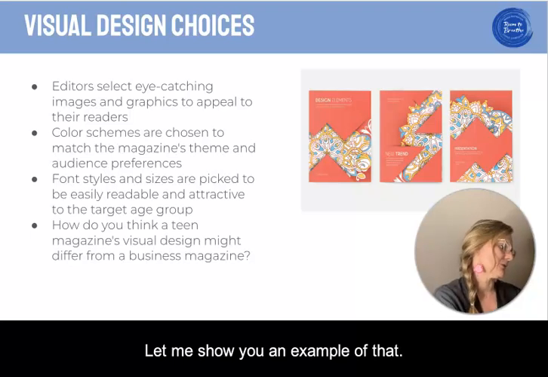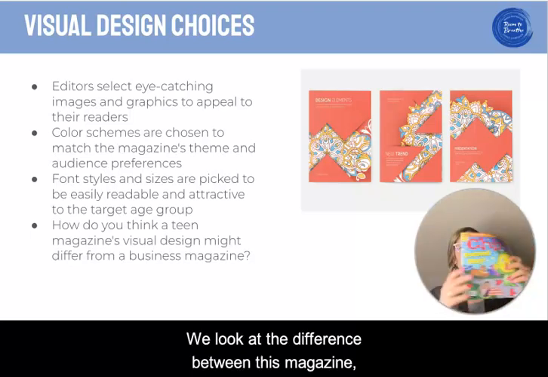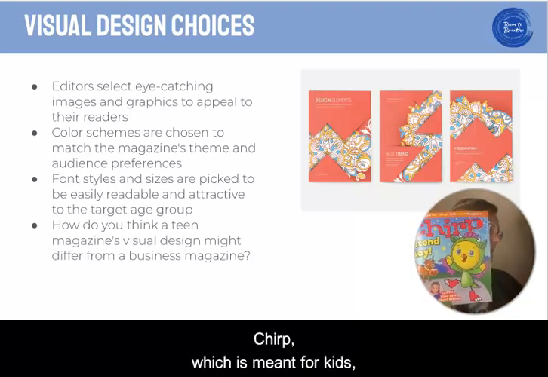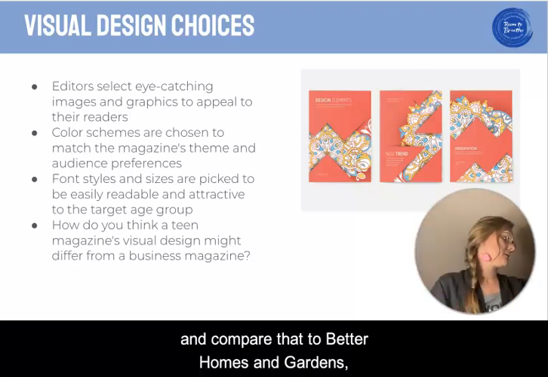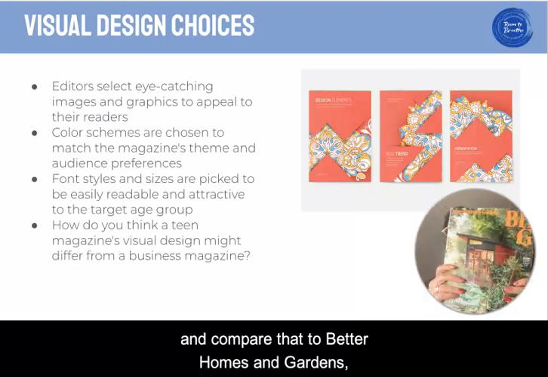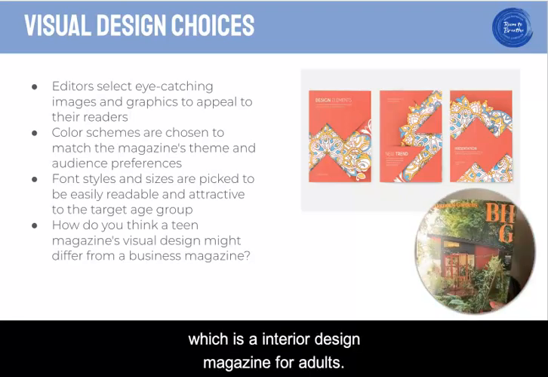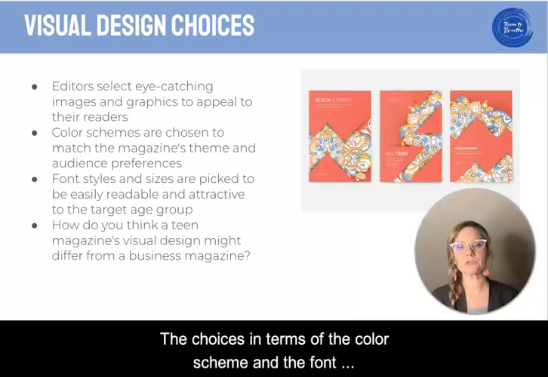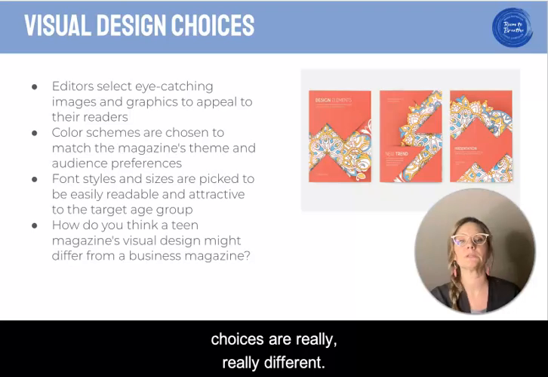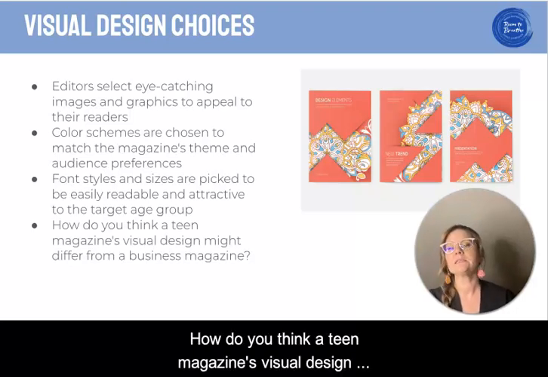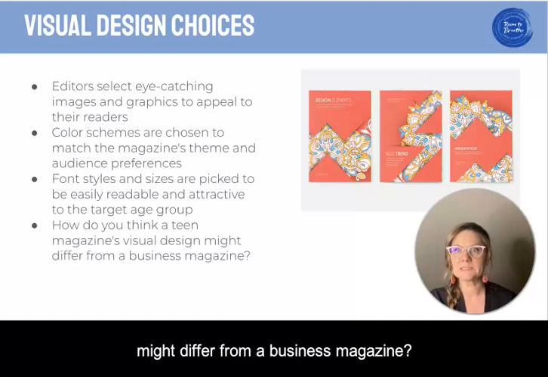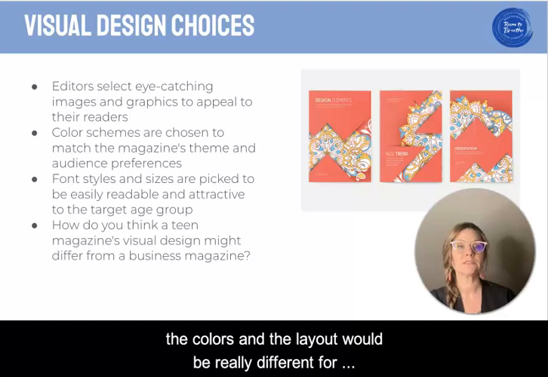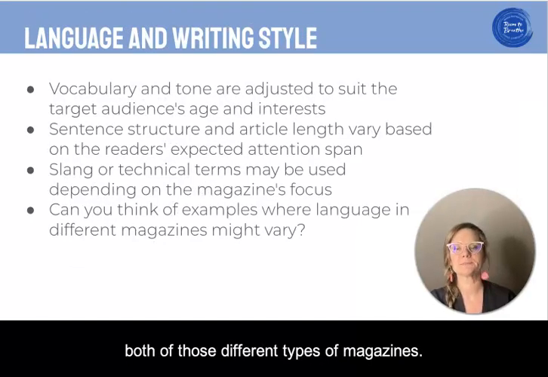Let me show you an example of that. We look at the difference between this magazine, Chirp, which is meant for kids, and compare that to Better Homes and Gardens, which is an interior design magazine for adults. The choices in terms of the color scheme and the font choices are really, really different. How do you think a teen magazine's visual design might differ from a business magazine? The choices in terms of the fonts, and the colors, and the layout would be really different for both of those different types of magazines.